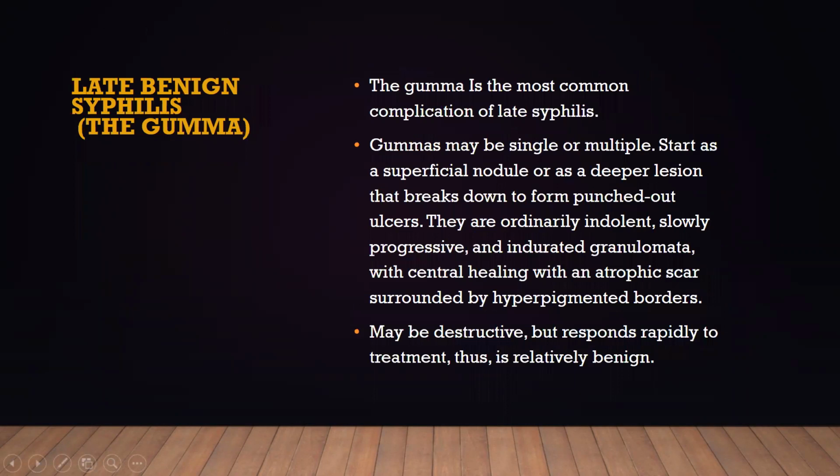Late benign syphilis, the gumma. The gumma is the most common complication of late syphilis. Gummas may be single or multiple, start as a superficial nodule or a deeper lesion that breaks down to form punched out ulcers. They are ordinarily indolent, slowly progressive, and indurated granulomata with central healing with an atrophic scar surrounded by hyperpigmented borders. It may be destructive but responds rapidly to treatment, thus it is relatively benign.